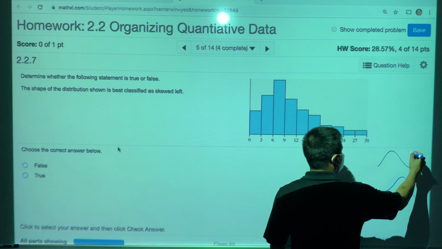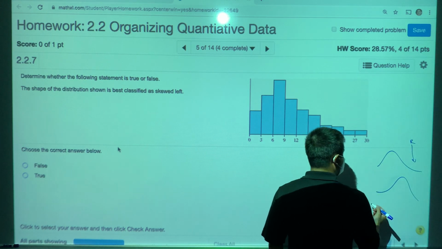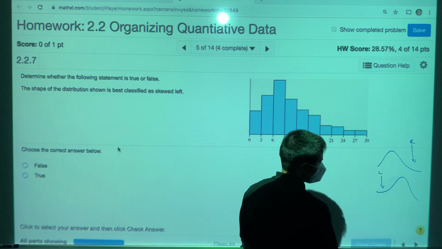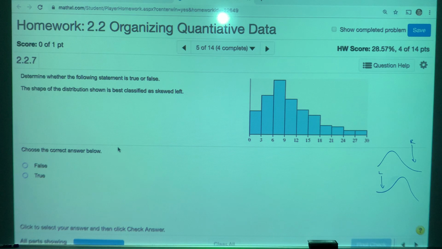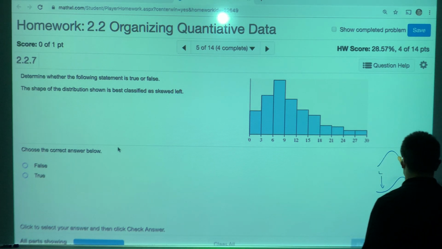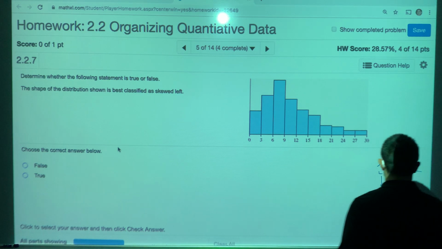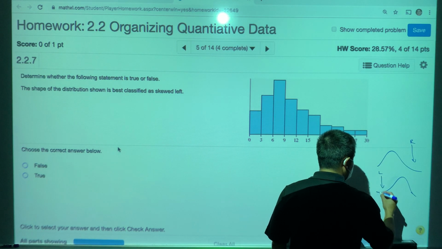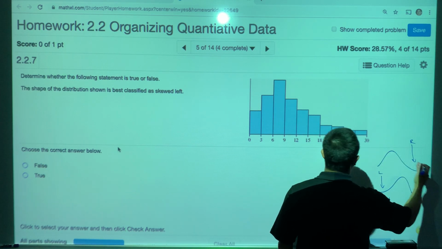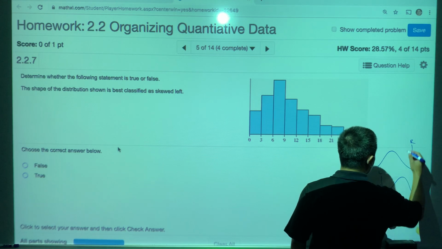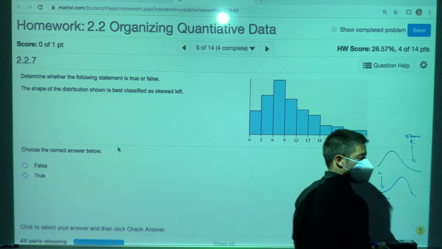Okay, notice how this one trails off to the right, and this one sort of trails off to the left. I didn't do a great job of that. So, skewness, if you look at your notes, if the tail of it trails off to the left, then this is known as skewed left. If the tail trails off to the right, this is known as being skewed to the right.